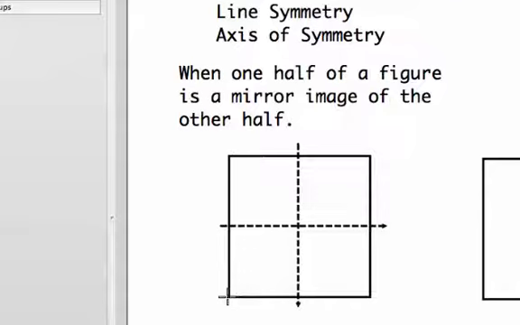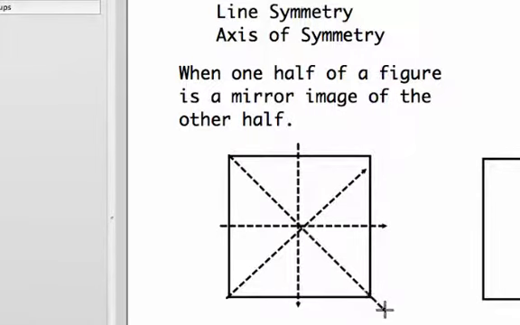And there's actually two more lines of symmetry if we go from the diagonals. And that wasn't perfect, but you get the idea. And from this diagonal, so from one right angle to the other. So in total, there's four lines of symmetry.